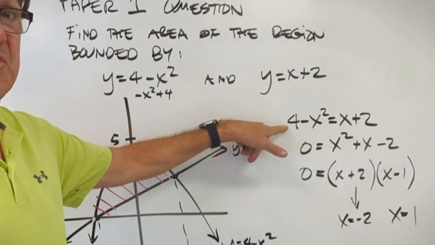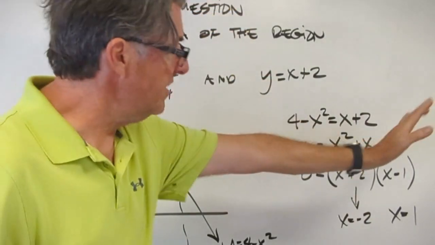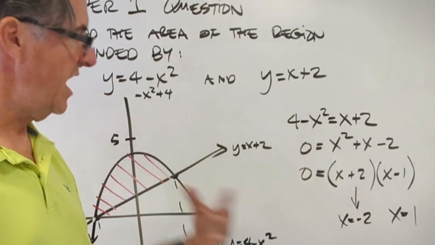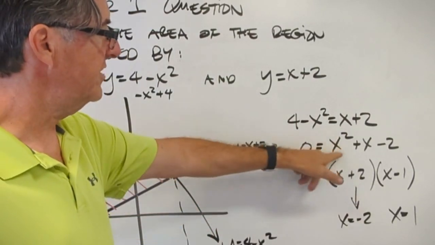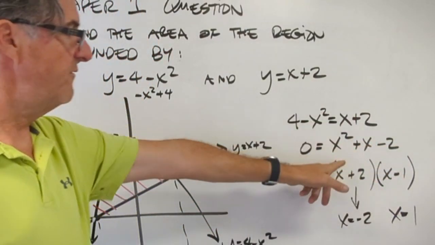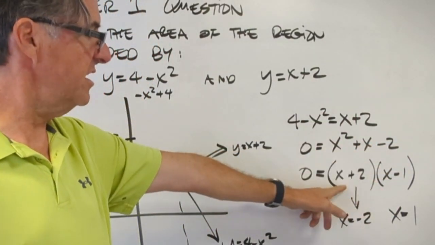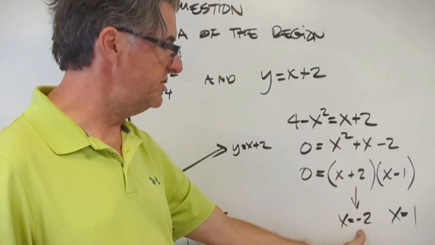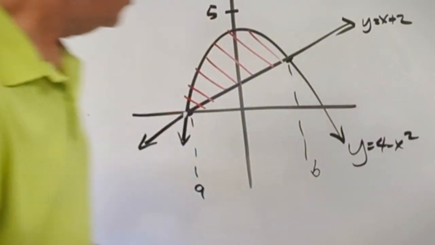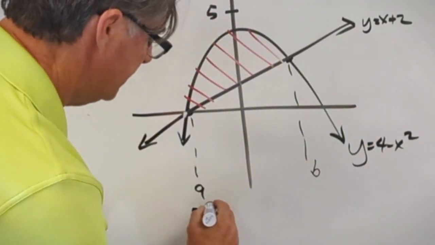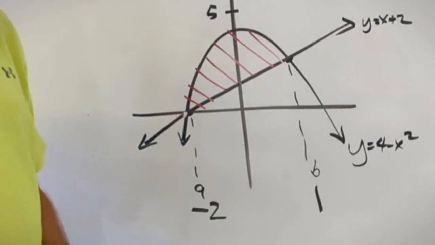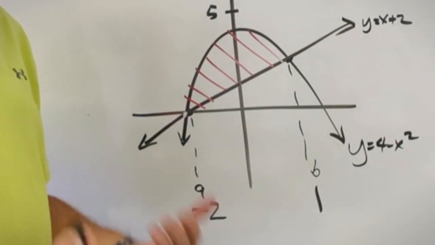I set my two equations equal to each other. I moved everything over to the other side because I really like my quadratic term to be positive. It's just more helpful. So I have 0 equals x squared plus x minus 2. I can factor that out quite easily to x plus 2 times x minus 1, which gives us the two solutions of x equals negative 2 and x equals 1. So what that tells us is this is negative 2 and this is 1. So now we know our a and our b for our integration.